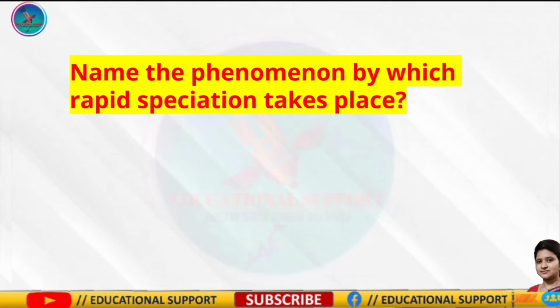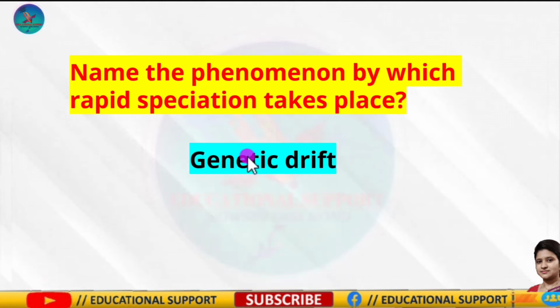I asked a question: name the phenomenon by which rapid speciation takes place. So the answer is genetic drift.